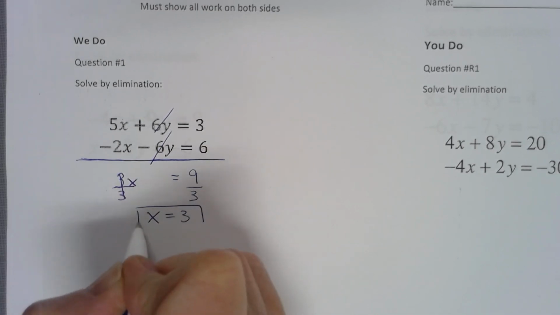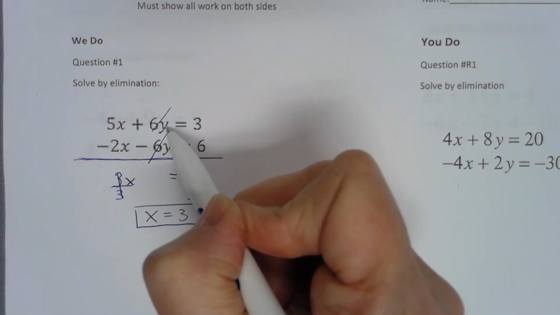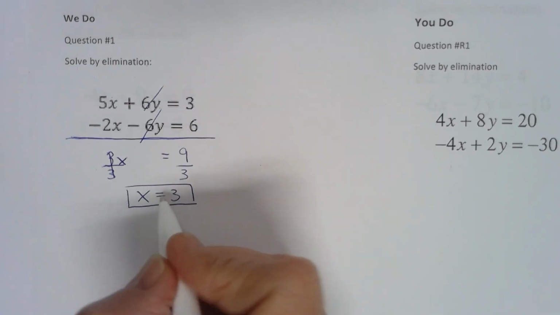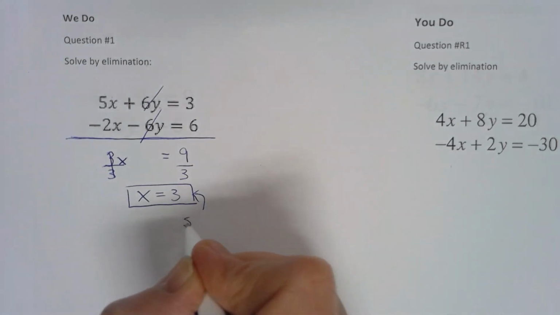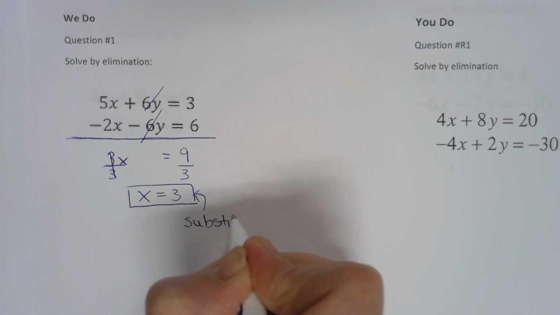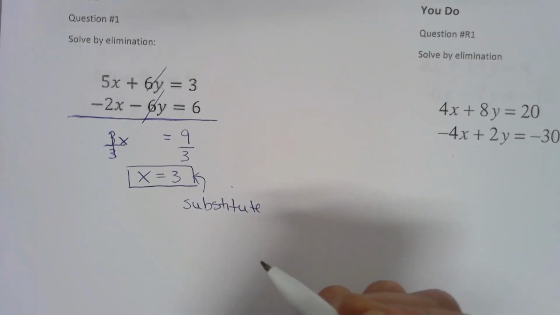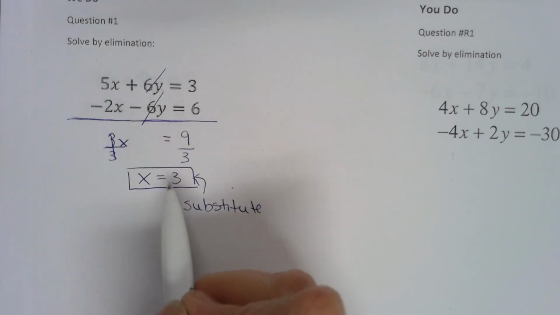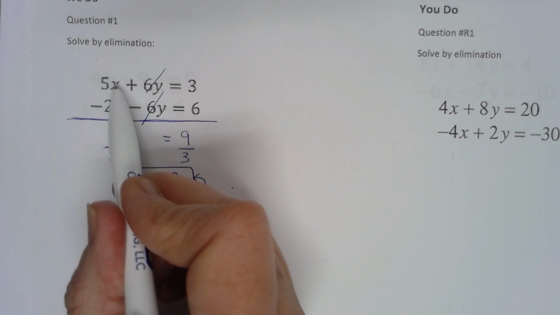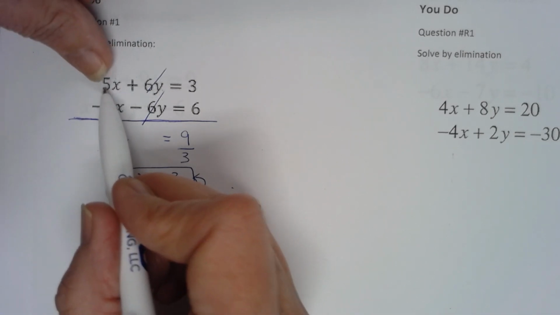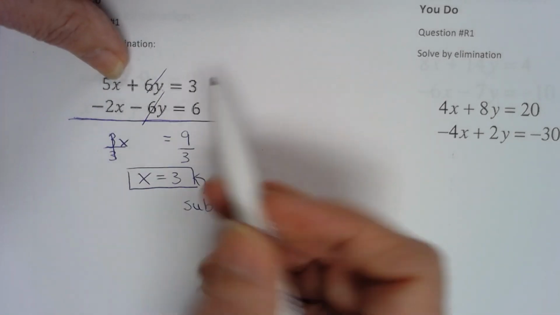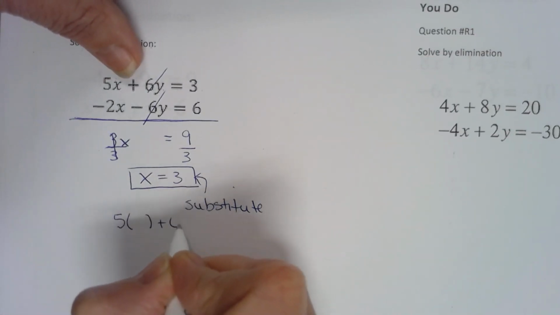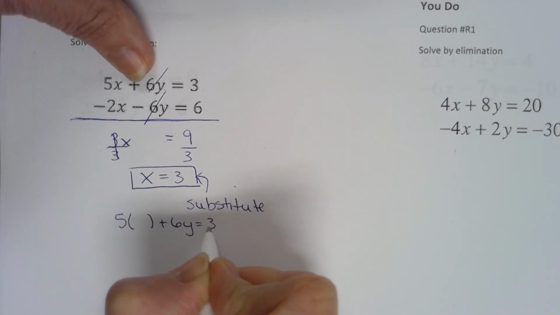Now, I am not done because there are 2 variables here, and I found one. Now I need to substitute this back into an equation. So let's write substitute. So I'm just going to choose the first equation because it doesn't have a lot of negatives in it. So since this is an x, it's going to go right here. What does it sound like? 5 blank plus 6y equals 3. So I'm going to write that.